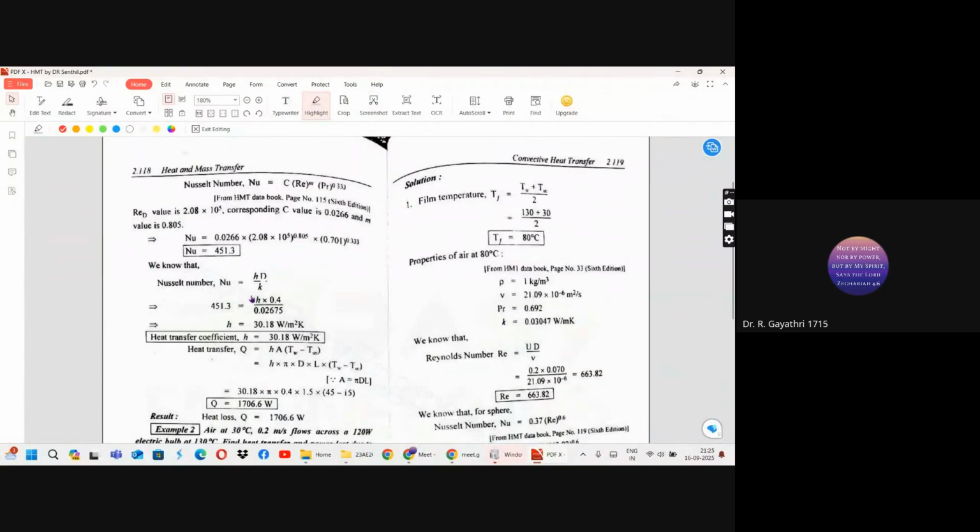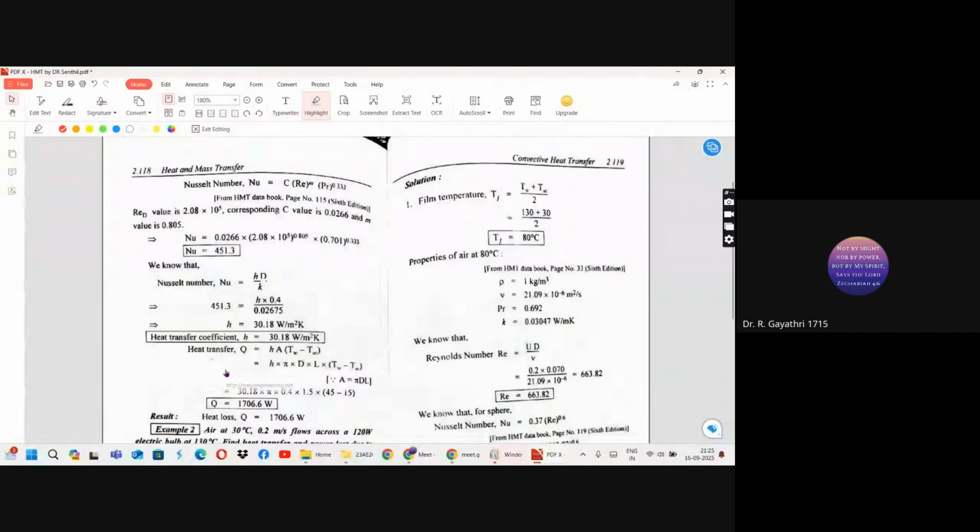We know the general formula for cylinder, Nusselt number is Hd by K. Here diameter is given, 0.4 meter. K value is also given from properties of air at 1 atmospheric pressure. So we can note K value, D value, and Nusselt number value from the previous step. Here H is unknown. After fixing everything, we can predict the H value. H value is 30.18 watt per meter square Kelvin.